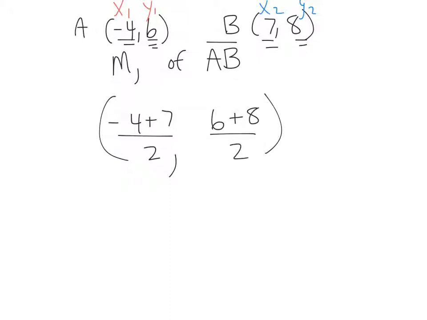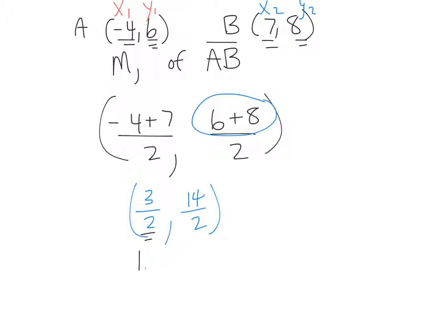And now I'm going to simplify. So this is going to be 3 over 2. And then 6 plus 8 is 14. And now I'm going to simplify this even further. So 3 halves is 1.5, and 14 divided by 2 is 7. So again, make sure you write it as an ordered pair.